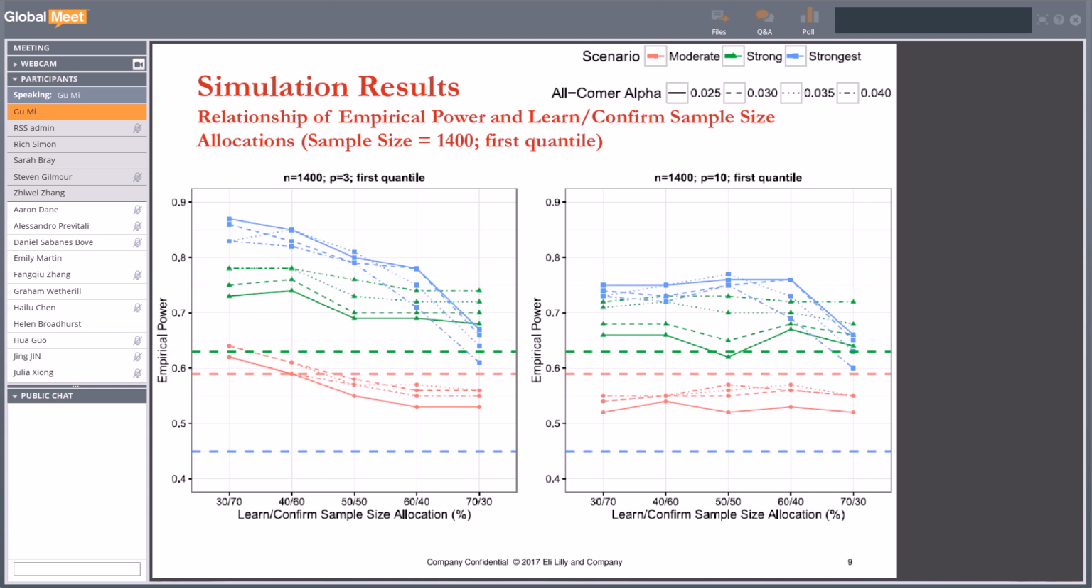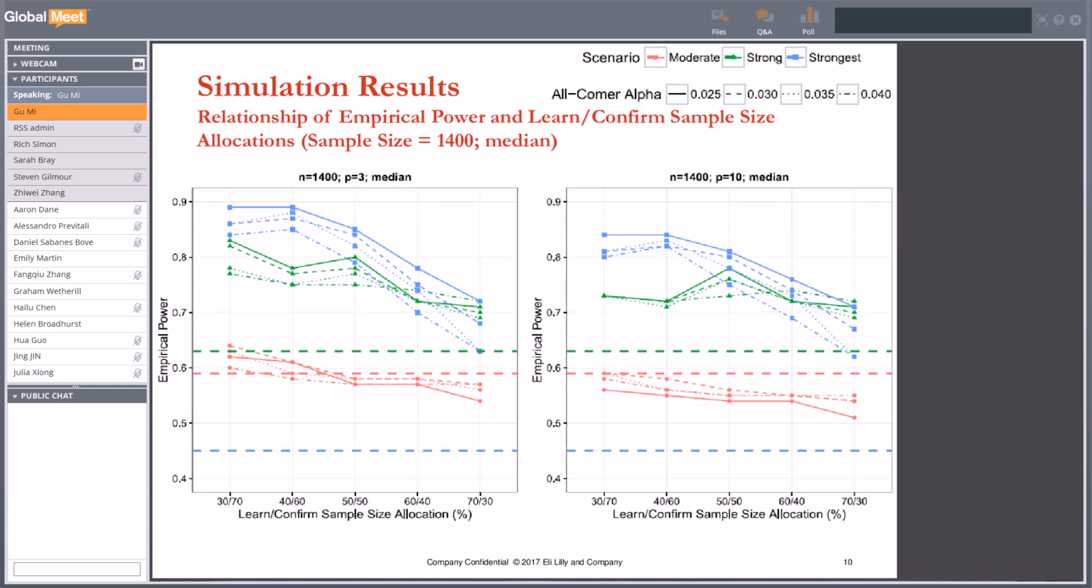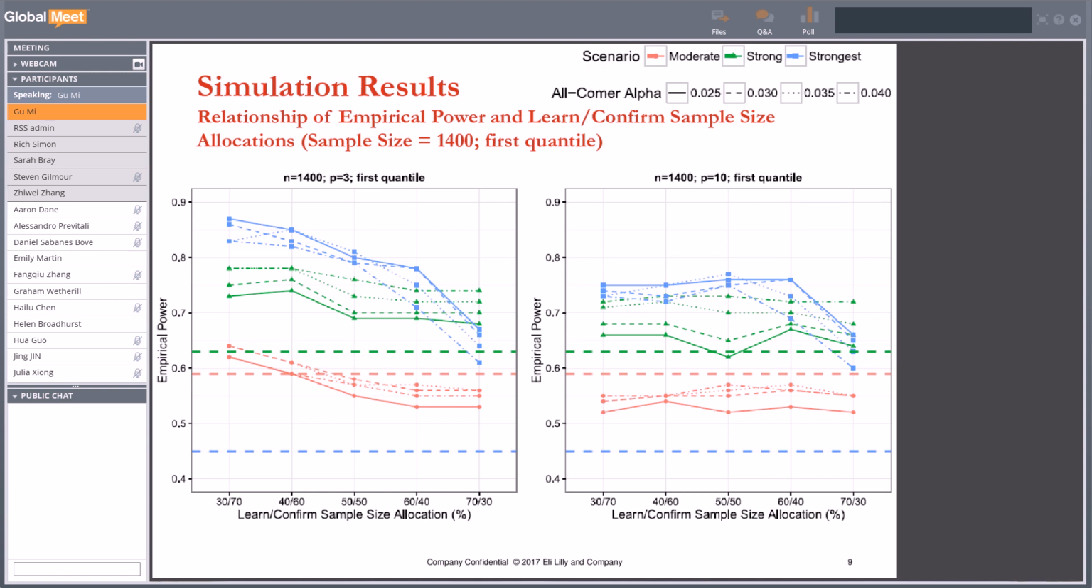So we would like to first evaluate the impact of learn-confirm patient allocation. Remember, the true biomarker cutoff is set at 0.4 by our data simulator. And since the actual biomarker values are simulated as uniform 0-1, the first quantile and the median are closer to the true cutoff of 0.4, as shown in the first 2 slides, slide 9 and slide 10.